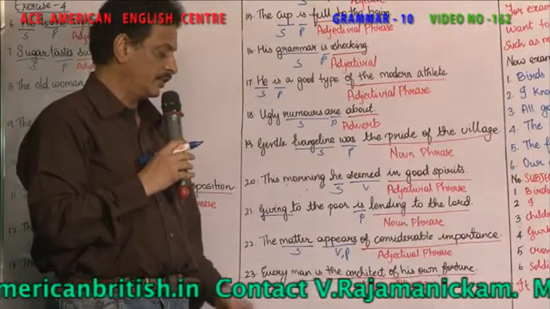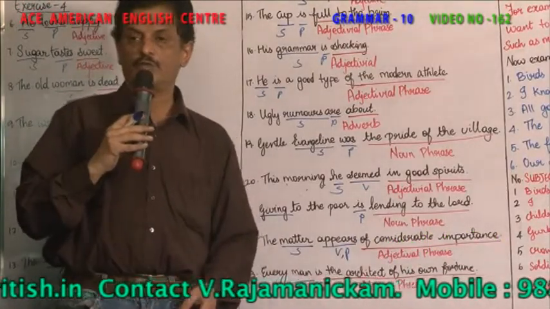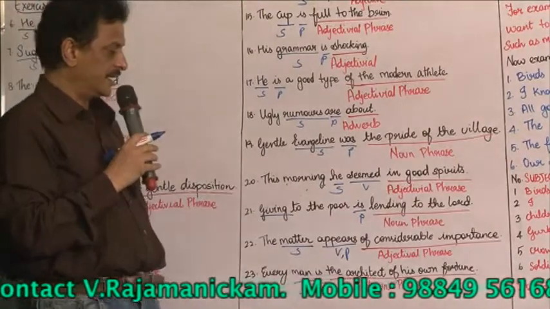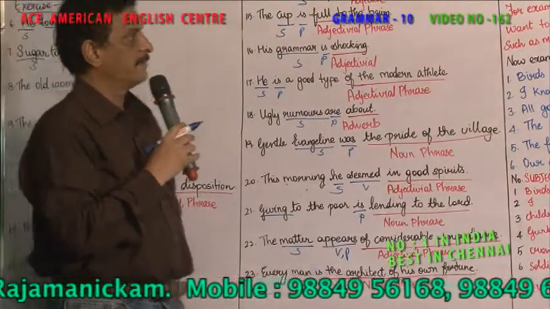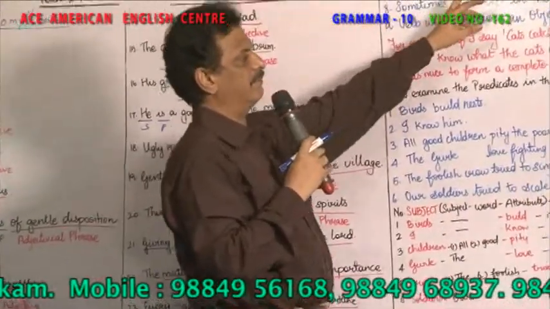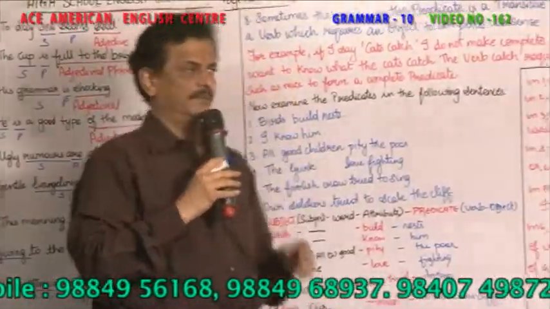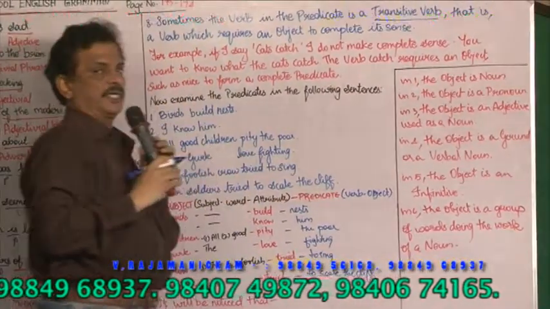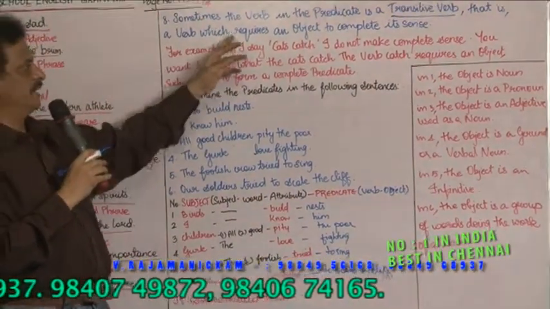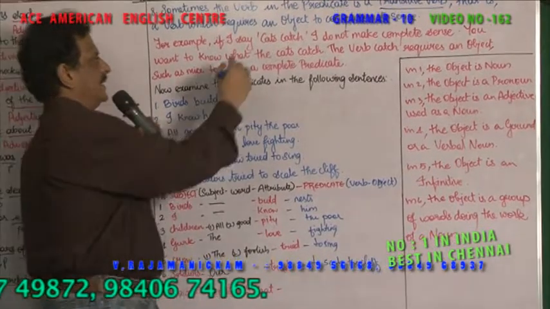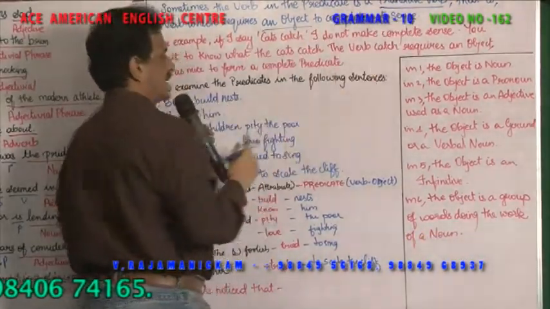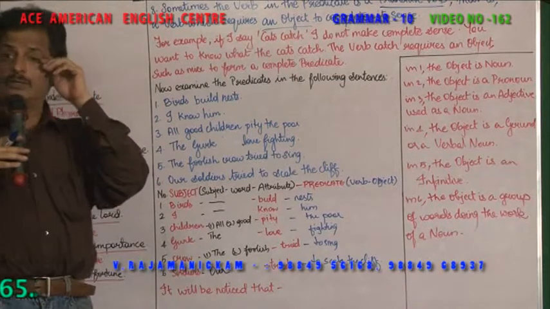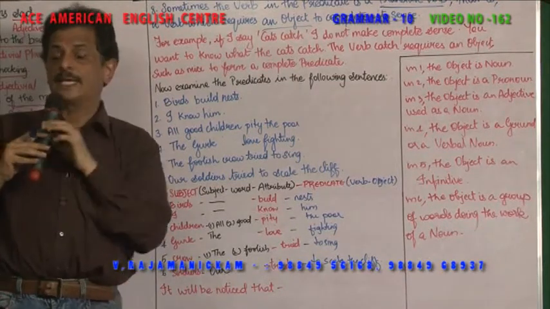The architect of his own fortune becomes a noun phrase predicative complement. So sometimes the verb in the predicate is a transitive verb. Sometimes it takes an object. Transitive verbs take an object. That verb which requires an object to complete a sentence. So a transitive verb takes an object to complete the sentence.